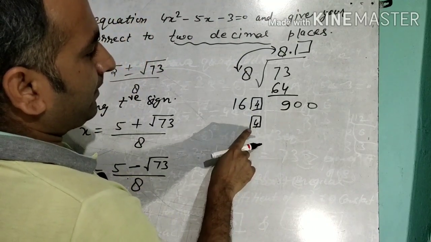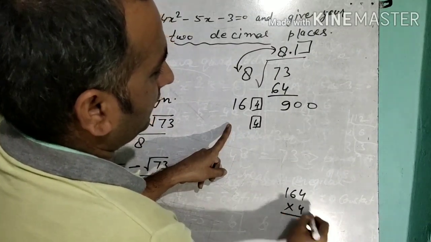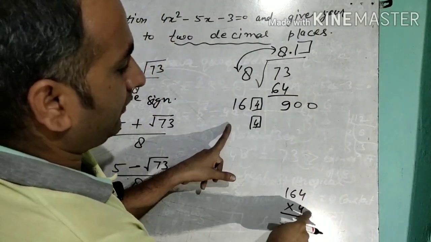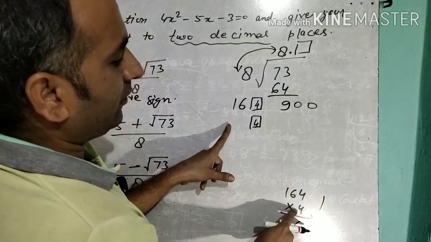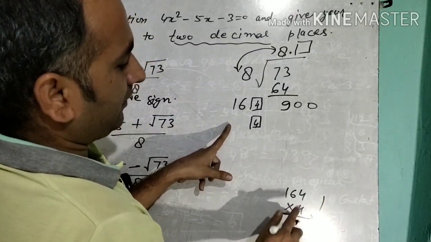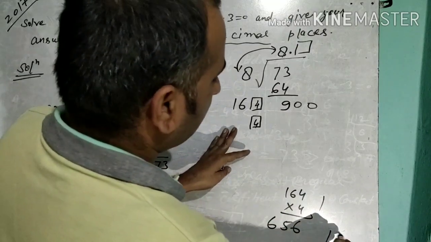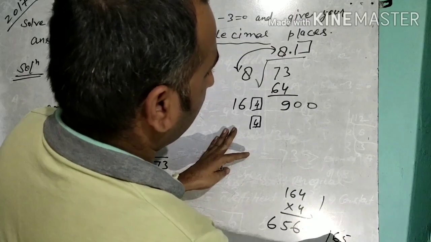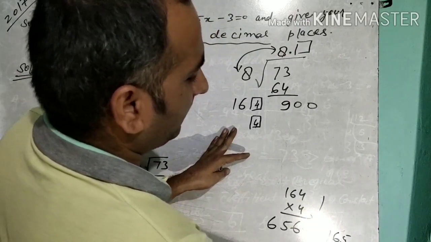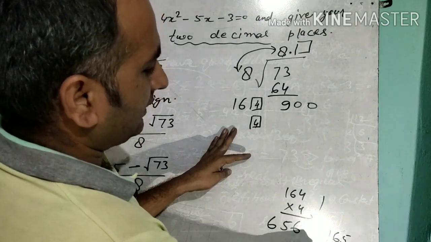164 × 4 is 16... Yes, 164 × 4. This should be 900 or less than 900. So 4 × 4 is 16, 1 × 4 × 6 is 24 plus 125 and 4 × 1 is 426. So can we check for the 5 also? 165 into 5. So this becomes 5 × 5 is 25.